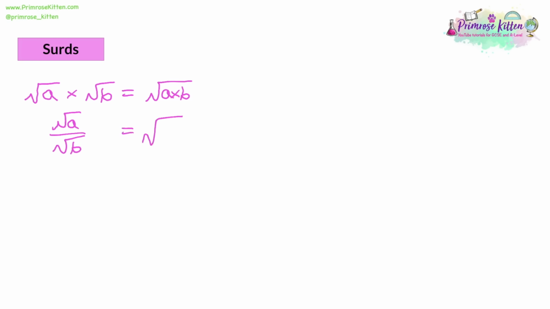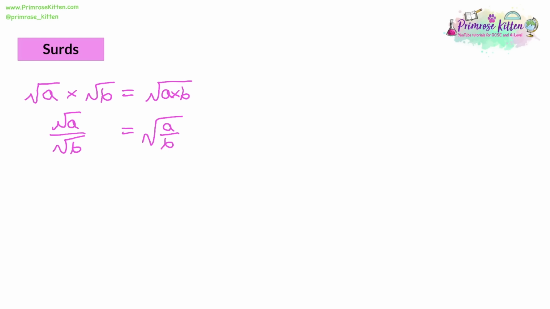We have a few laws with surds. So for example, if you have a root, let's say root A, and you multiply it by, let's say, root B, then you can simplify that into the square root of A times B. And the same thing will work with division. If you've got the root of A divided by the root of B, or written as a fraction, that's the same thing as the root of A divided by B, or again, written as a fraction.